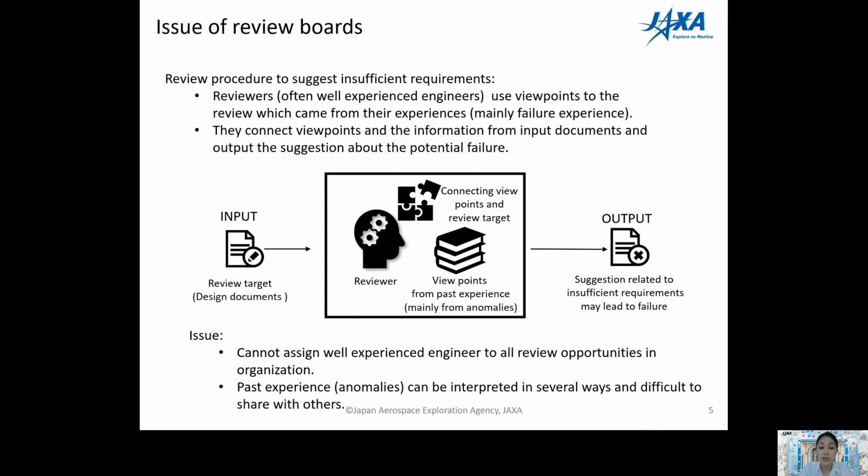So the issue of this review board is we cannot assign well-experienced engineers to all review opportunities in our organization because, as I mentioned before, there are a lot of review opportunities, and well-experienced engineers are really few in number. And also, past experience can be interpreted in several ways, and they interpret their past experience when applying to the input targets, so it's really hard to share with others. So this is the issue of the review boards.